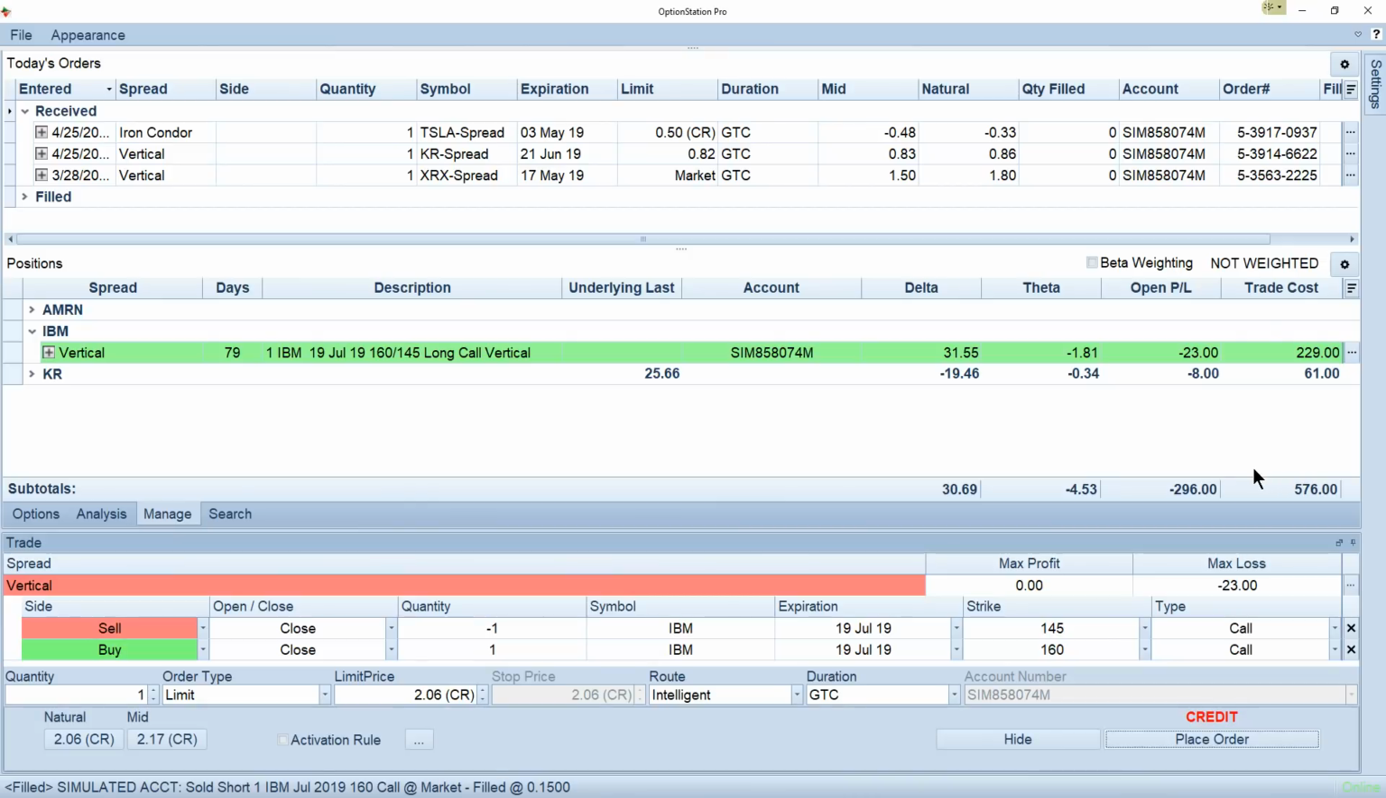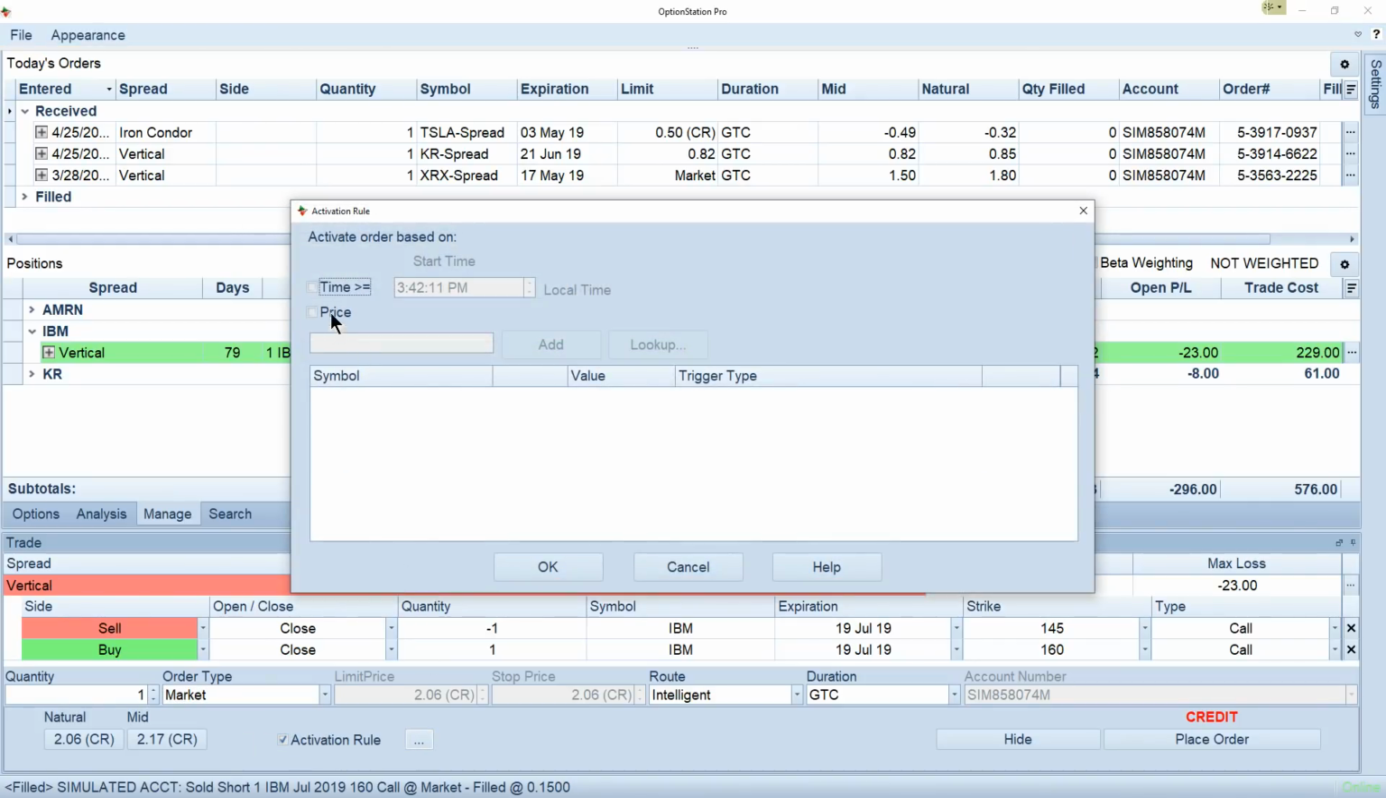Okay, good till cancel, I'm going to have a market order to close this trade with an activation rule, which now, and I know I'm doing this very quickly, guys, it's quite fast, but you can watch the recording later because we have limited time today and I want to be efficient.